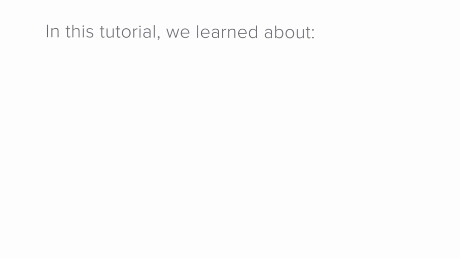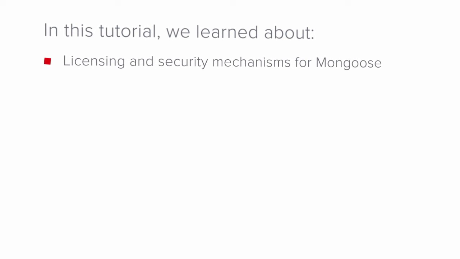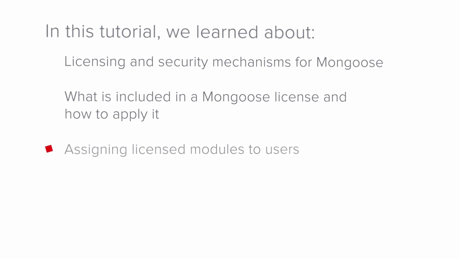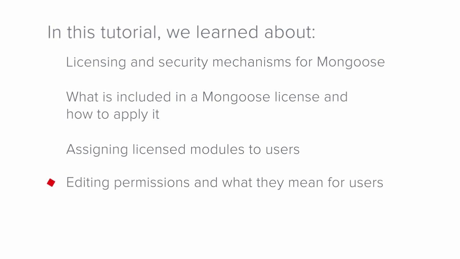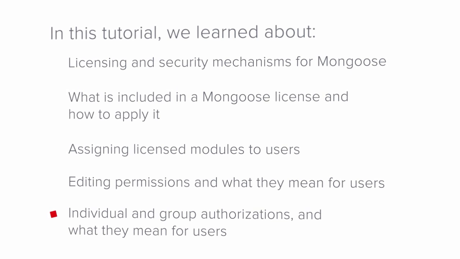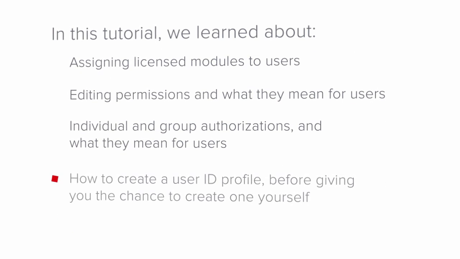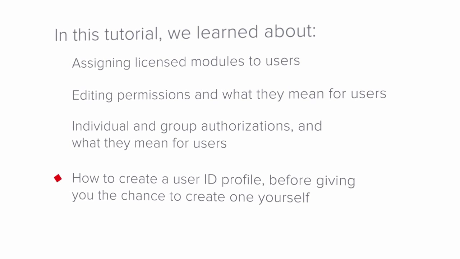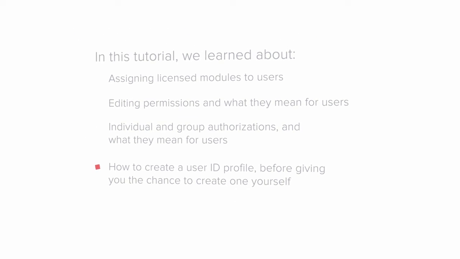Looking back, in this tutorial we learned about licensing and security mechanisms for Mongoose, what is included in a Mongoose license and how to apply it, assigning licensed modules to users, editing permissions and what they mean for users, individual and group authorizations and what they mean for users. And we showed you how to create a user ID profile before giving you the chance to create one yourself.